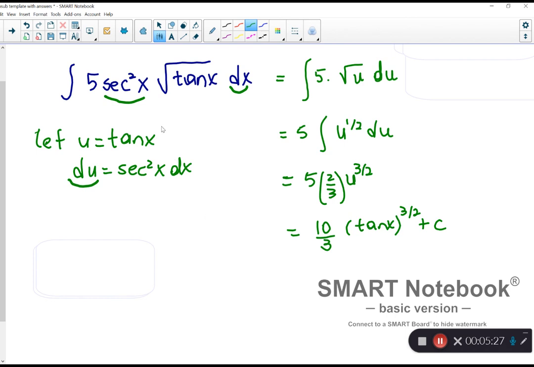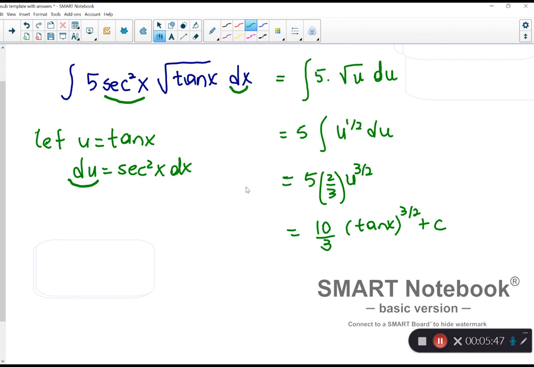For this one, could you have selected u to be secant x? Well, if you let u be secant, this could have been u squared. But the derivative of secant is secant x times tangent x, and there is no secant x times tangent x in this integrand, right? So that tells me that is not a good candidate to be u.